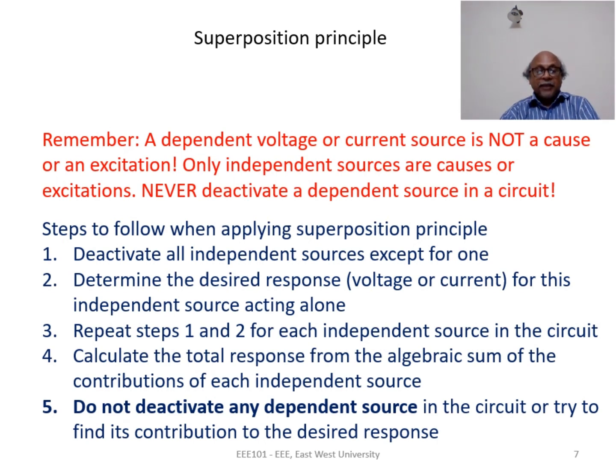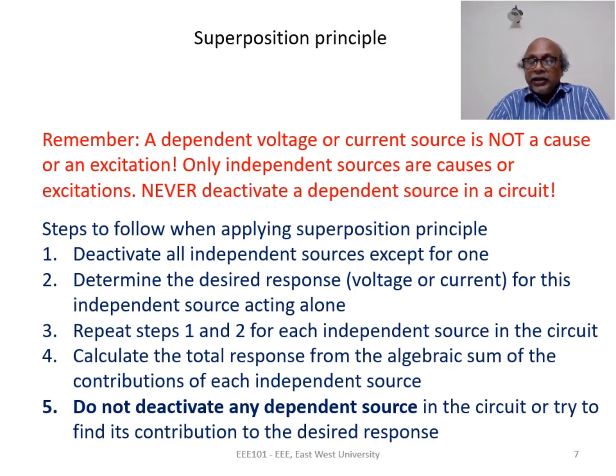We can now summarize the steps that we will follow when applying superposition principle to a circuit. First, we consider applying superposition principle to only those circuits which have multiple independent sources. In step 1, we will consider only one independent source active and deactivate all other sources. Then we will determine the desired response, which can be a voltage or a current, for this independent source acting alone. We will repeat these two steps for each independent source in the circuit by turn.